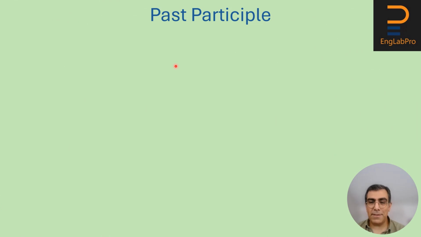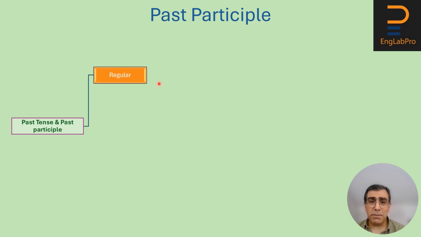At first, it is necessary to talk about past participle. What is it and how is it formed? Well, you should know that each verb has a past tense and a past participle. We use past participle in perfect tenses and passive sentences. For regular verbs, the past participle is exactly the same as the past tense verb. I mean, it has ed at the end.